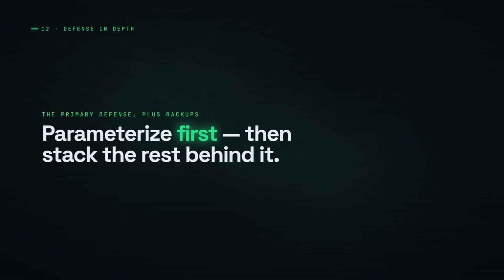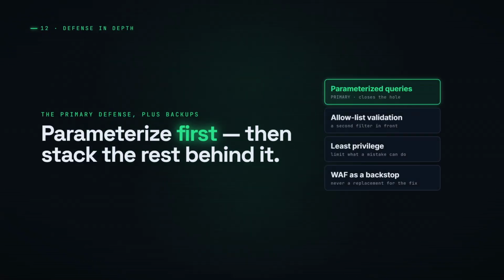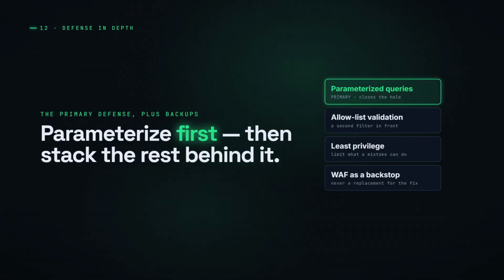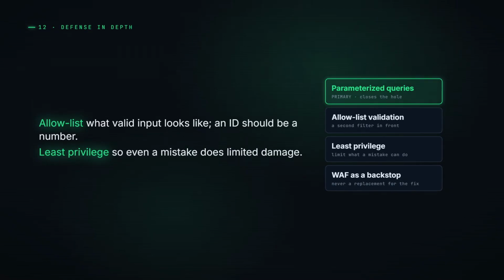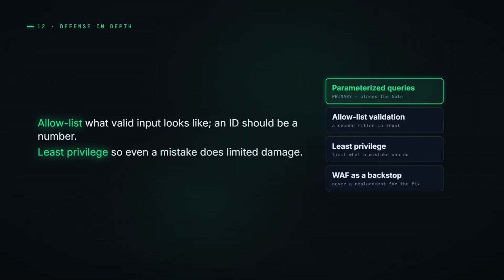But good security never leans on a single wall, so let us layer a few more behind it, the way OWASP recommends. First, allow list input validation. Decide what valid input actually looks like. An email should look like an email, an ID should be a number, and reject anything that does not fit. This is not a substitute for parameterization, it is a second filter in front of it.